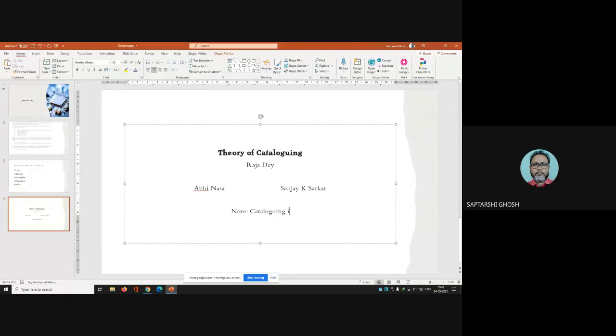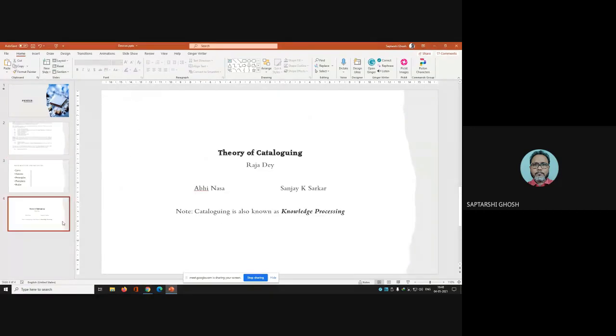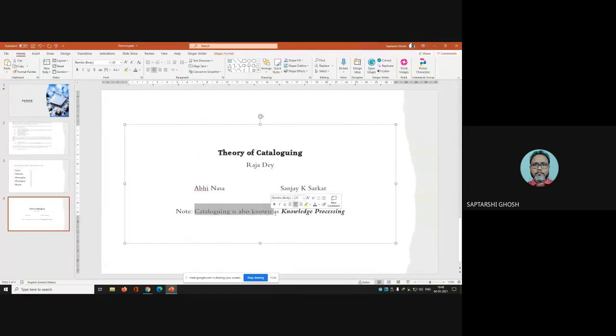Cataloguing is also known as knowledge processing. Suppose this is a note given there. Now what does it mean? This is the canon of context. Context means this particular book is saying that cataloguing is also known as knowledge processing.